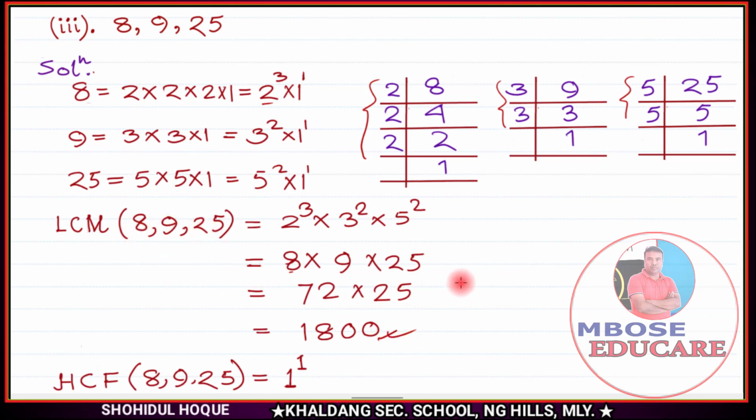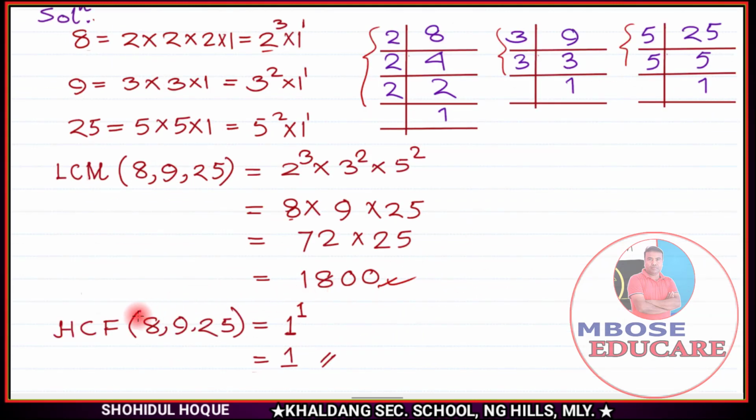Now we have to find out the HCF. You can see I have already written the HCF of 8, 9 and 25 is equal to 1. How we got this? Already I have mentioned, which we have learned in the previous lesson, that is part number 2. The co-primes, the numbers which have no common factors, are called co-primes, which have only one common factor, that is 1, and that 1 will be the HCF. Alright. So here we have solved all the problems from question number 3.